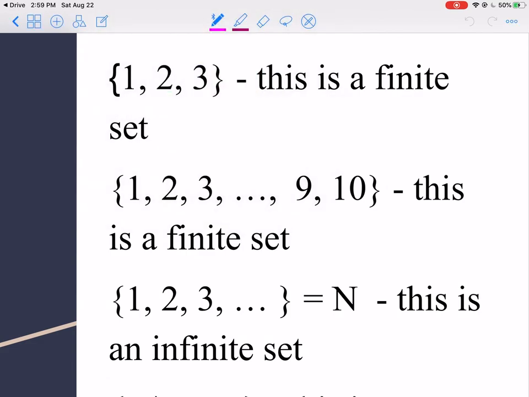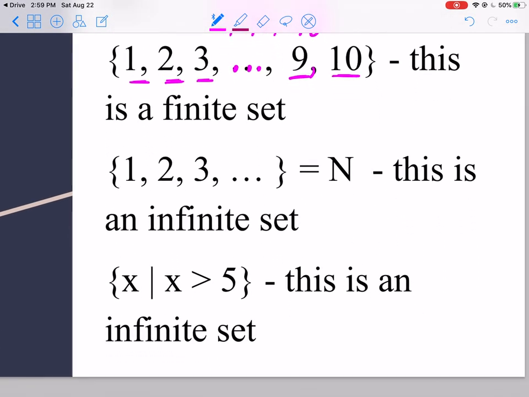All right, this is another finite set. 1, 2, 3. There's this dot, dot, dot in between, okay? But once we've established the pattern here, you can see it's just talking about the positive integers. So 1, 2, 3, 4, 5, 6, 7, 8, and then 9, and then 10. So it's ending at 10. We know it doesn't continue going on forever. This dot, dot, dot just tells us that there's a 4, 5, 6, 7, 8 inside of there, and it makes it a little bit easier. Okay, so both of these are finite sets because they end.